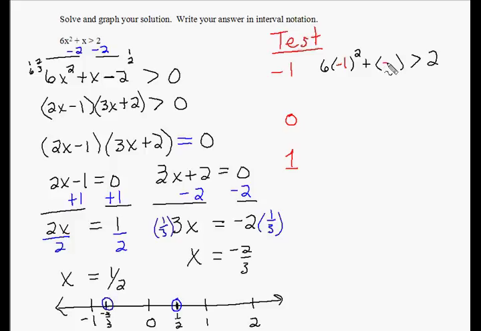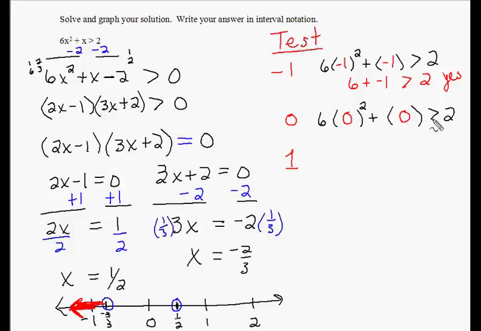So I'll put negative 1 back in the original inequality and evaluate this. Negative 1 squared is positive 1 times 6 is 6, plus negative 1 is 5, and 5 is greater than 2. So that's yes. That means that where negative 1 is, that's going to be included as part of my answer. And everything else that lives on the left of the number line. Now I'm going to put 0, another number I'm testing, in the original inequality and see if this is true. 0 squared is 0 times 6 is 0 plus 0 is still 0. Is 0 greater than 2? That's no. So there's no shading here where the 0 lives.